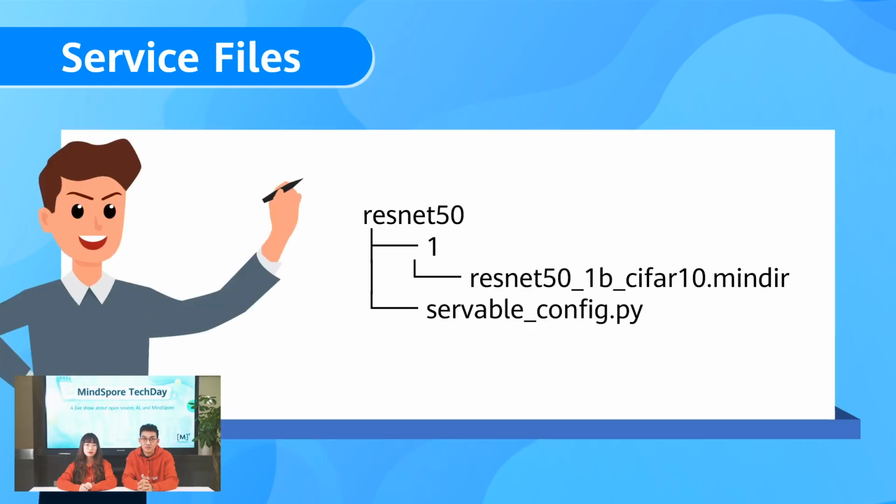The root folder name ResNet 50 serves as the servable name. Folder 1 contains the model file, and servable config is the servable configuration file. So I define the processing steps in the configuration file, right? Exactly, and more specifically, you will define the stages, as I mentioned earlier.